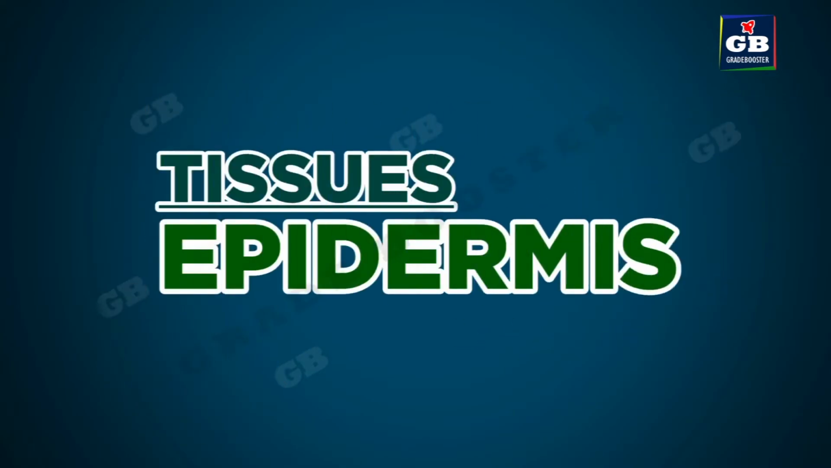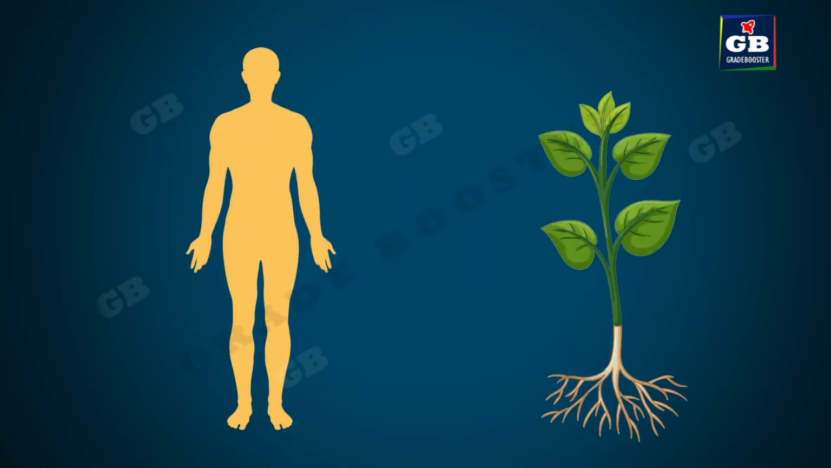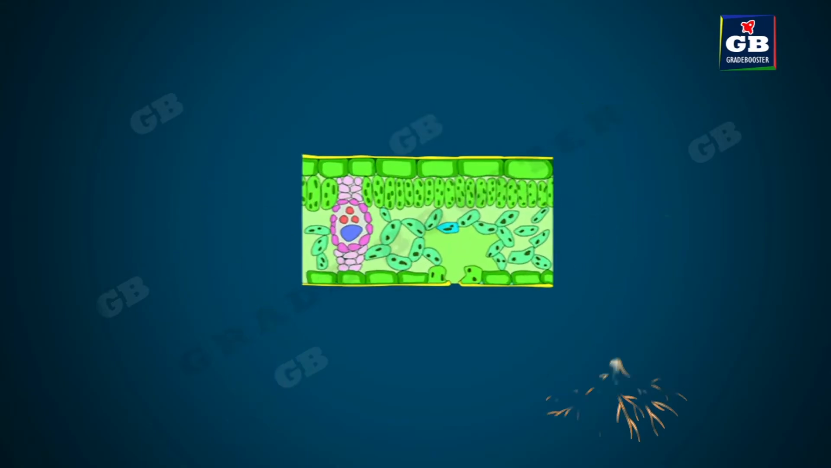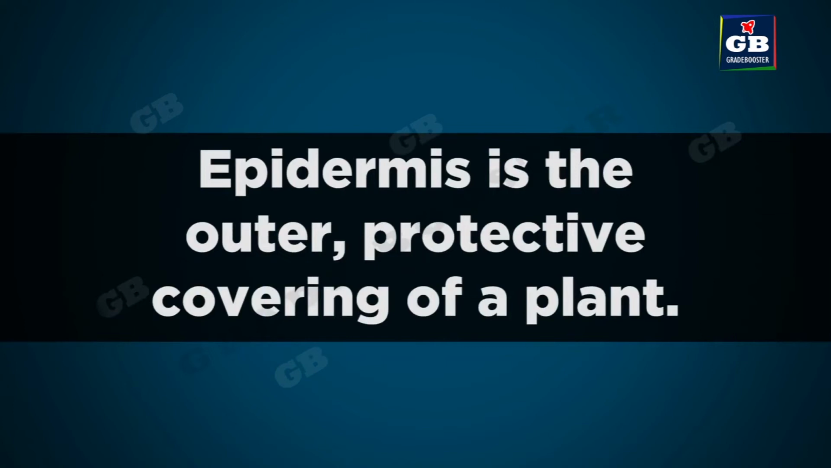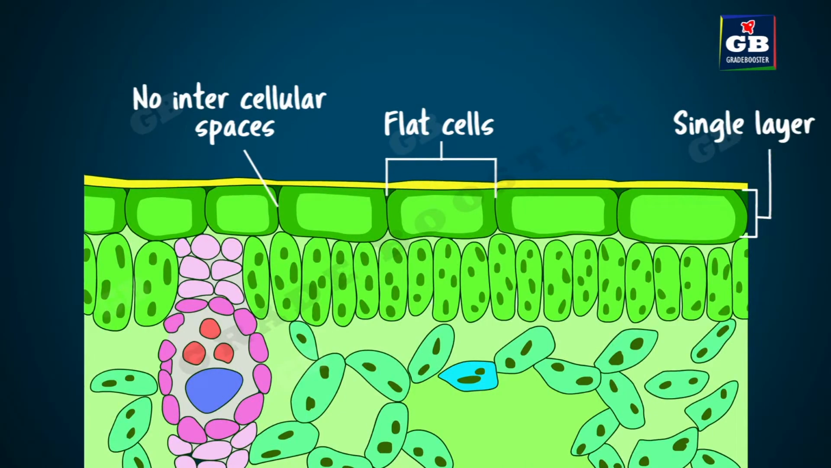Now, let us learn about epidermis. Just like how our bodies are protected by skin, the plant bodies are protected by a layer of cells called epidermis. So, epidermis is the outer protective covering of a plant. How does this epidermis look like? In most cases, the epidermis is single layered. It is mostly flat and it forms a continuous layer without any intercellular spaces.